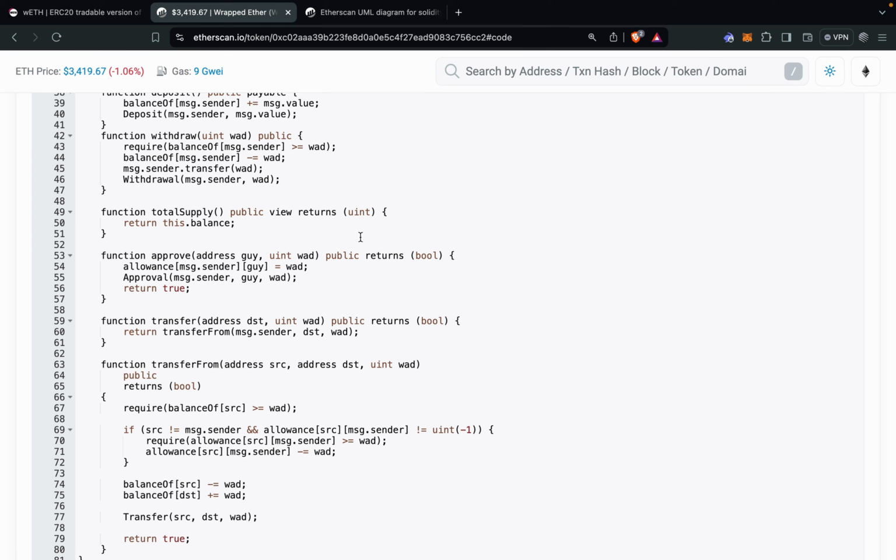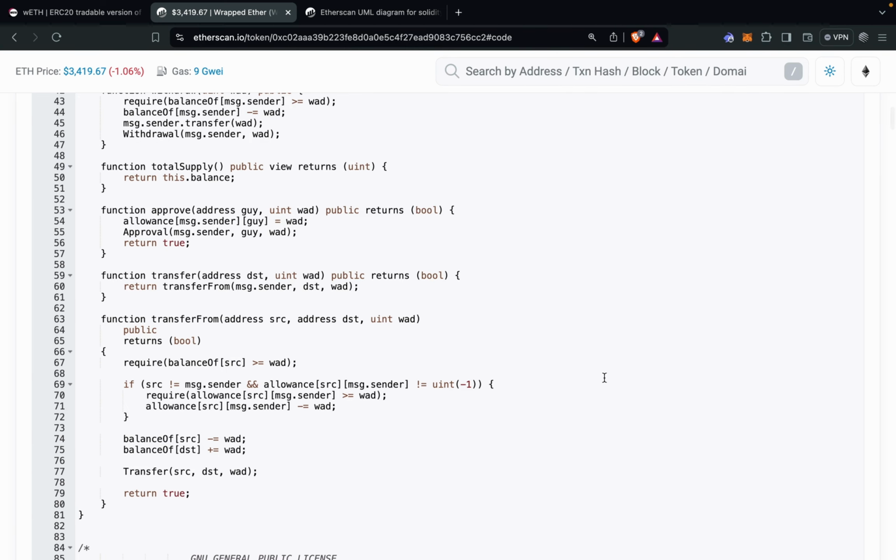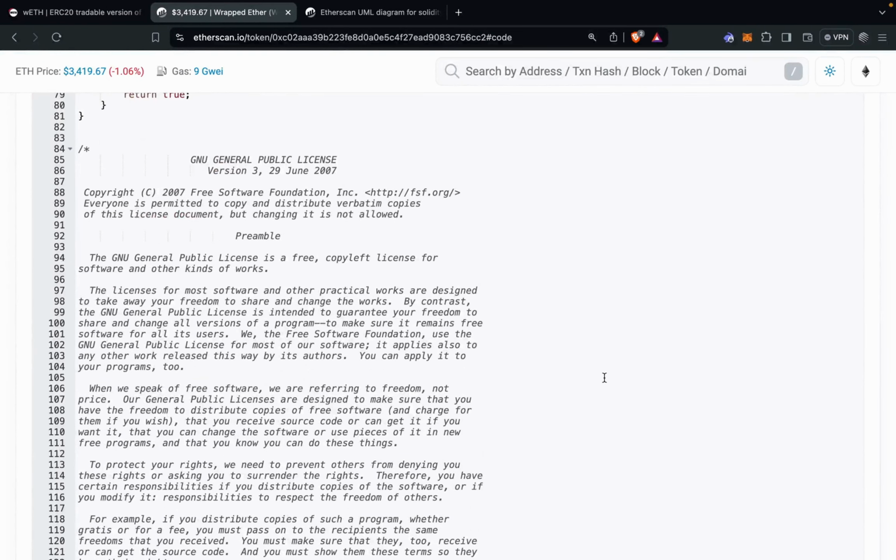Then we have the function total supply that returns the total supply of wrapped ether in circulation. Then we have approve, transfer, and transfer from functions, the logic of which is similar to how it would work for any ERC20 token. After that, we have some license stuff. You can go through it or not, completely up to you.